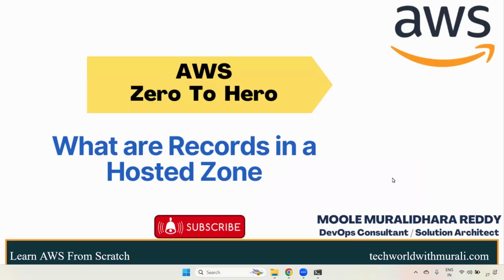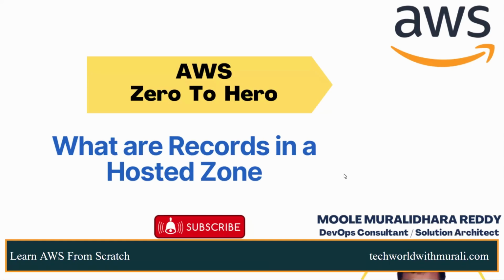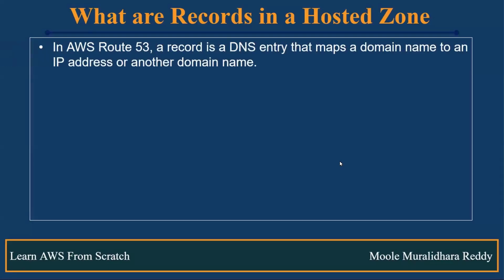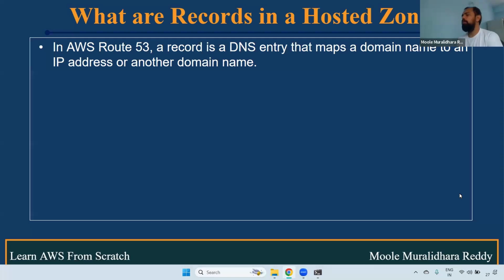We are going to discuss what records are available in a hosted zone, what types of records are available. Coming to the record, in a hosted zone, a record is nothing but a DNS entry that maps the domain name to an IP address or another domain. Let's take an example: if you are trying to create one record, in that particular record we will give either an IP address, or we can also give another domain name, and also when creating the record name, we can give a DNS name, like a load balancer DNS name as well.